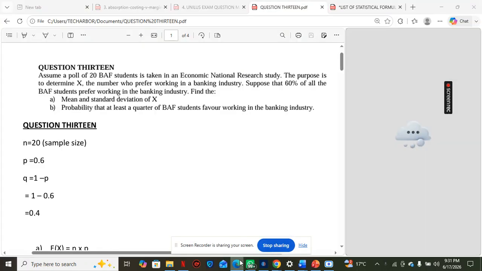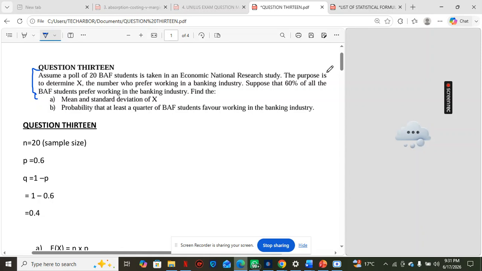Okay, so assume a poll of 20 BAF students, Bachelor of Accounting and Finance, is taken in an economic national research study. The purpose is to determine X, the number who prefer working in the banking industry. Suppose that 60% of all the BAF students prefer working in the banking industry. Find the following.